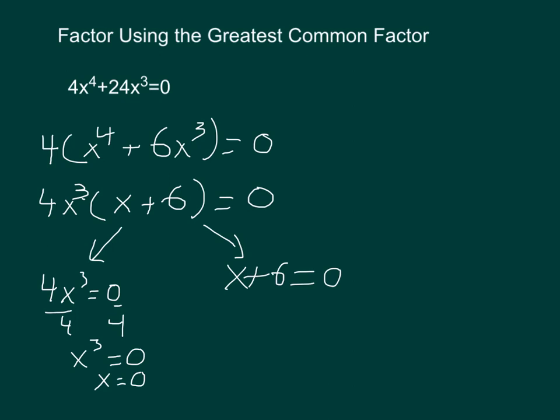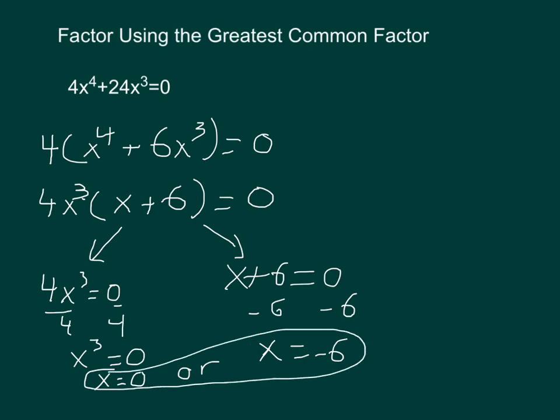The second part of this equation is just x plus 6 equals 0. That's a lot simpler to solve. I'm just going to get x equals negative 6. So x equals 0 or x equals negative 6. Those are my two solutions, my two roots to this equation, which I found by first determining the greatest common factor of my two terms.